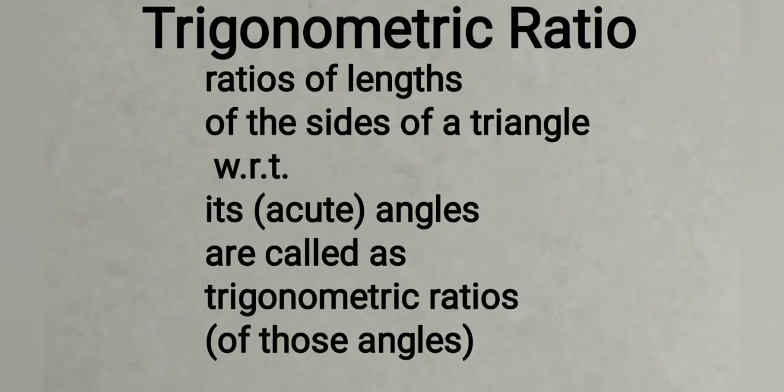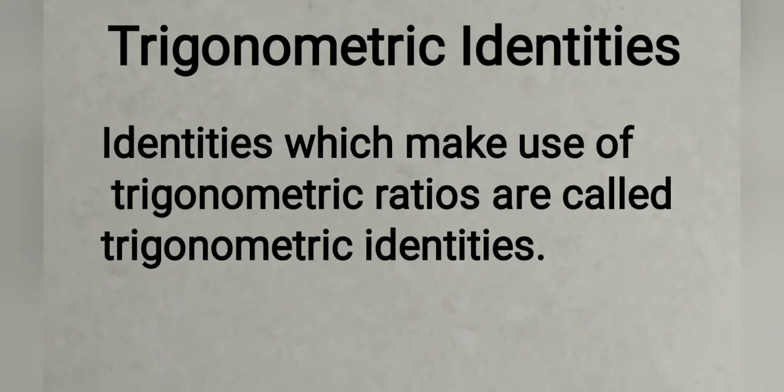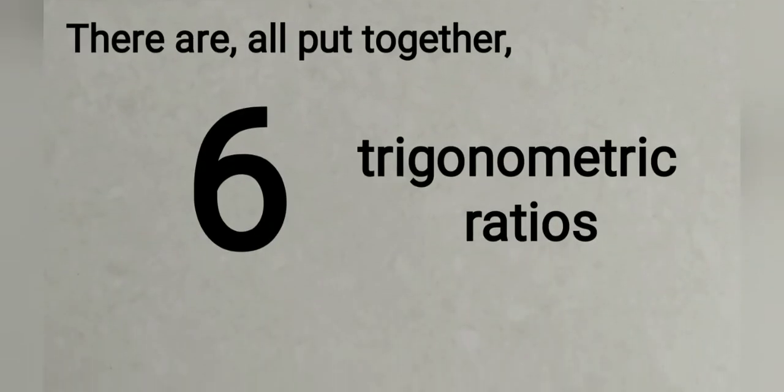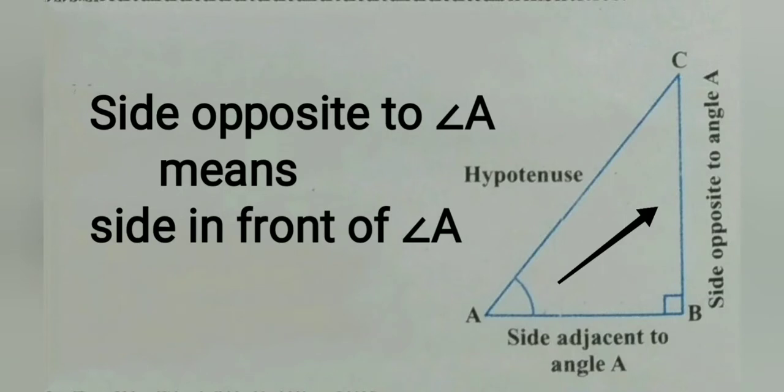Ratios of lengths of the sides of a triangle with respect to its acute angles are called trigonometric ratios of those angles. Identities which make use of trigonometric ratios are called trigonometric identities. There are all put together 6 trigonometric ratios. To construct trigonometric ratios, clear understanding of the sides is necessary.